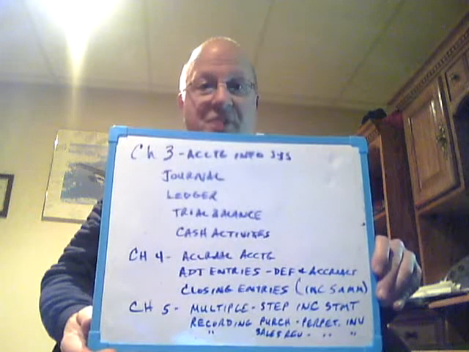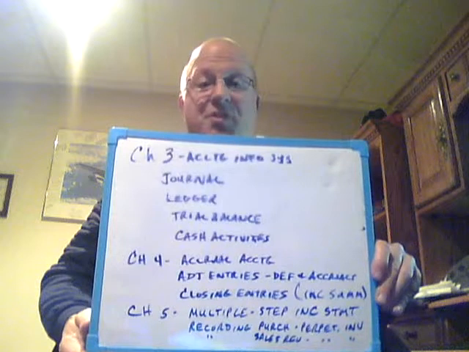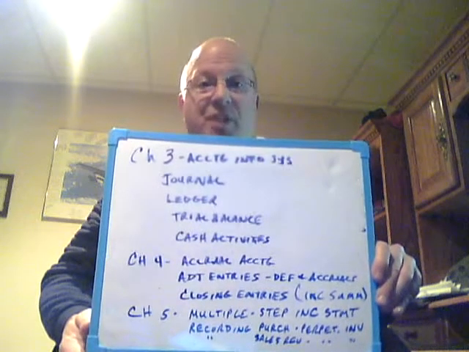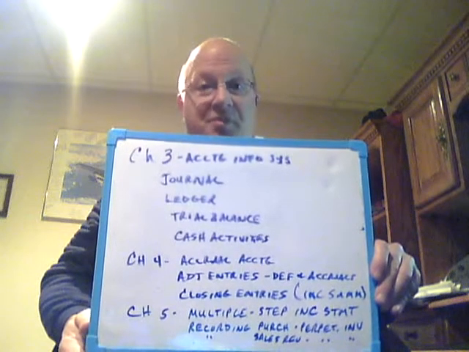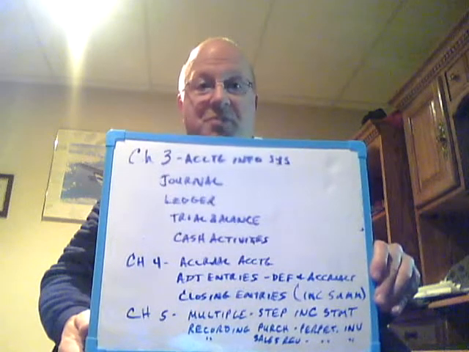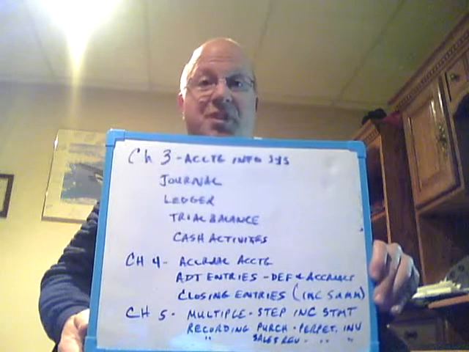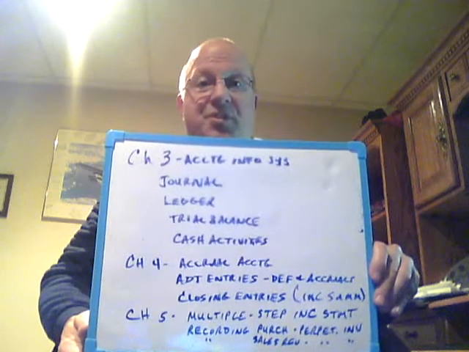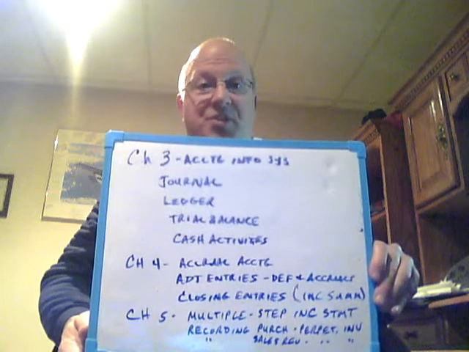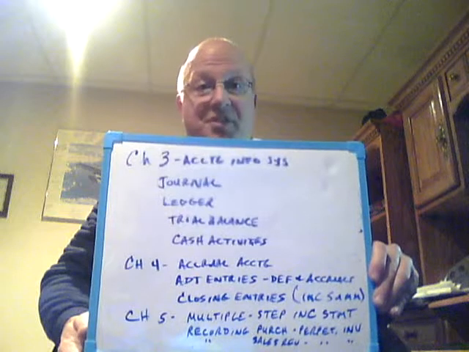Moving into chapter 5, things like the multiple step income statement. So here it's very important for you to recognize, for say a merchandising concern, what this multiple step income statement does for us and how it's broken down, so that, for example, your net sales minus your cost of goods sold equals this thing called gross profit.